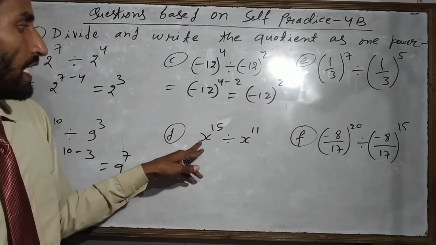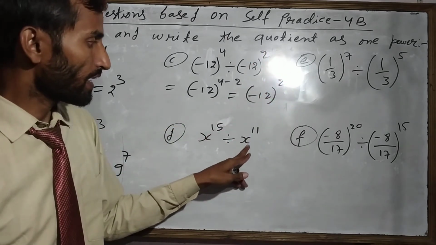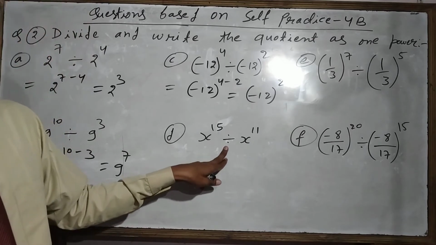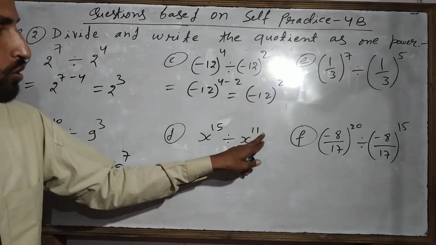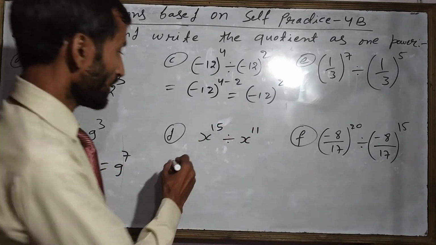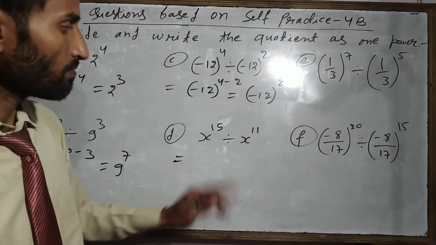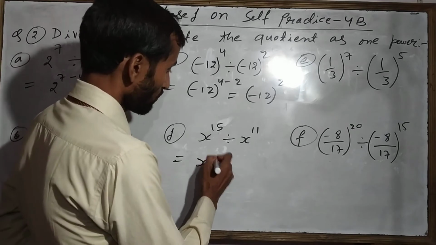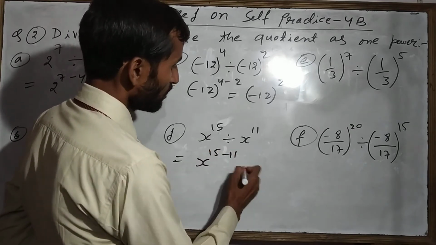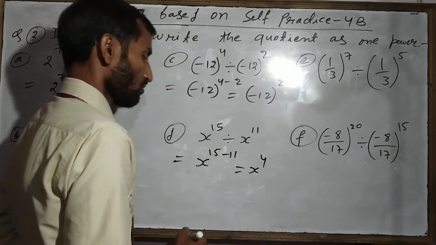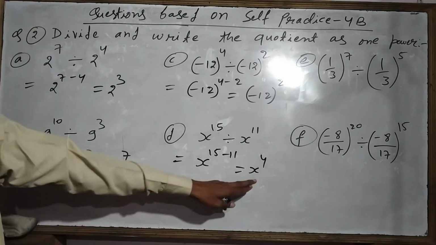Next one, x power 15 and here x power 11, and division is given. So we will subtract both the powers again. Same base is there, a variable, whatever variable it is, but the base is the same. So x power 15 minus 11 will come x power 4. So this is the answer, x power 4.